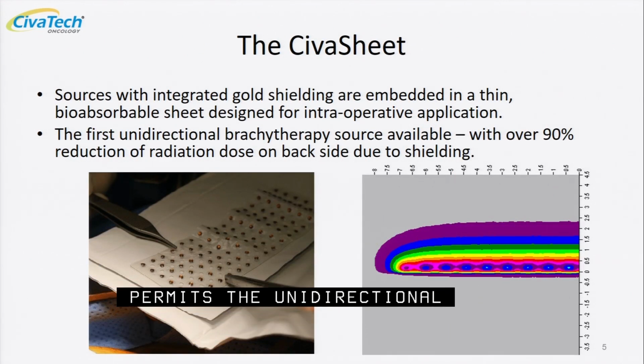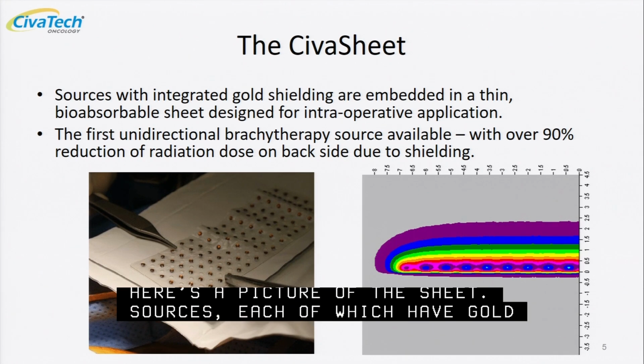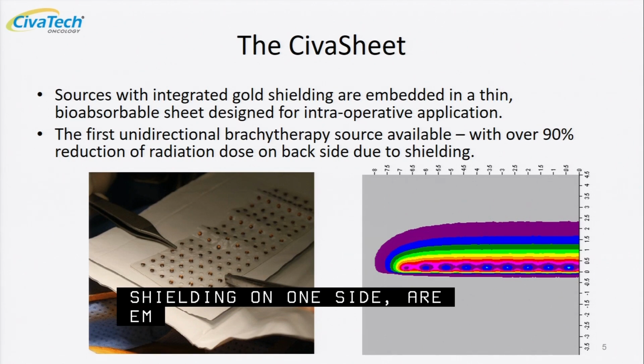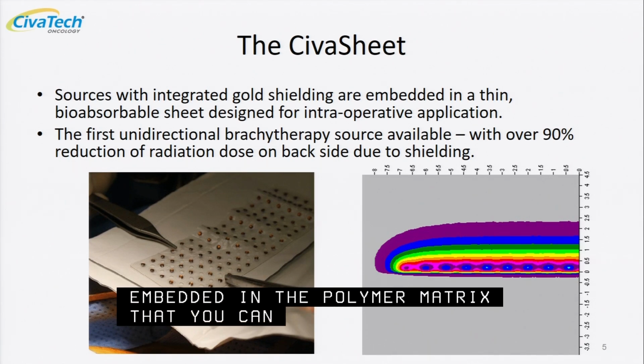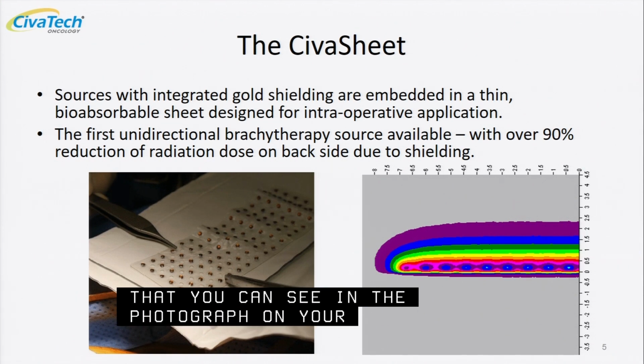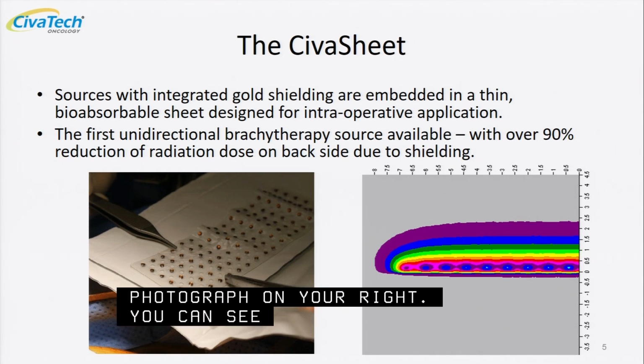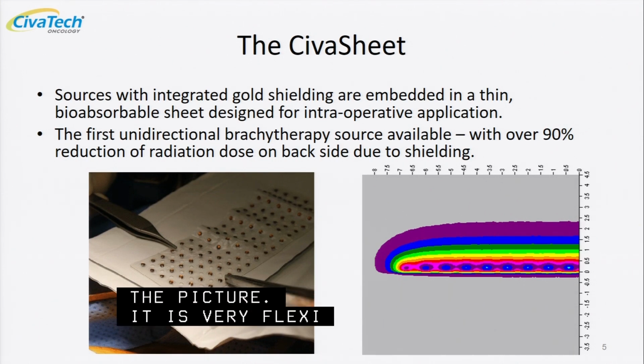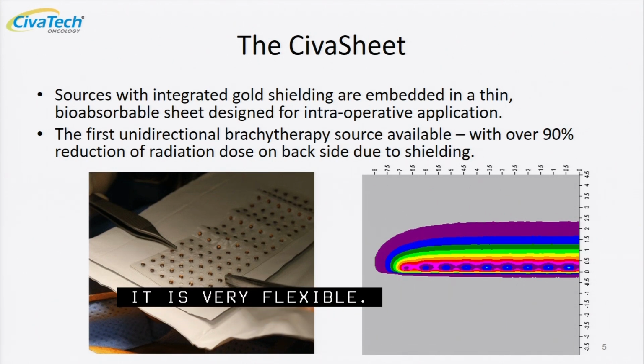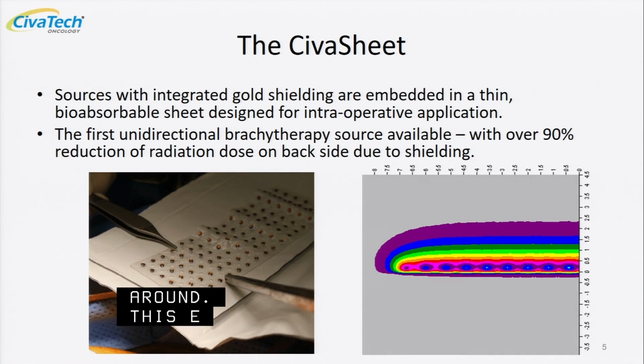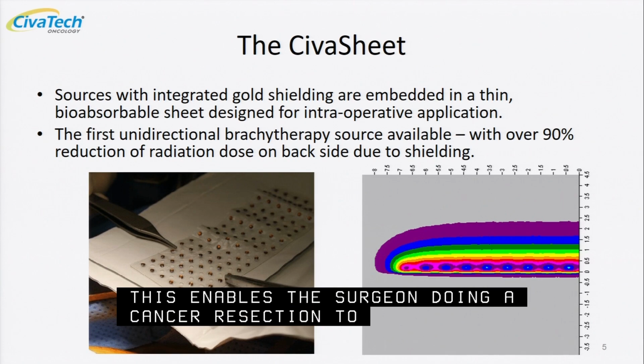So here's a picture of the CivaSheet. The sources, each of which has gold shielding on one side, are embedded in the polymer matrix that you can see in the photograph on your right. You can see that it's sort of wavy in the picture there. It is very flexible. If we had a video presentation, we could show you how easy it is to move this around. And this enables the surgeon, doing a cancer resection, to configure the CivaSheet to the surgical cavity very flexibly.